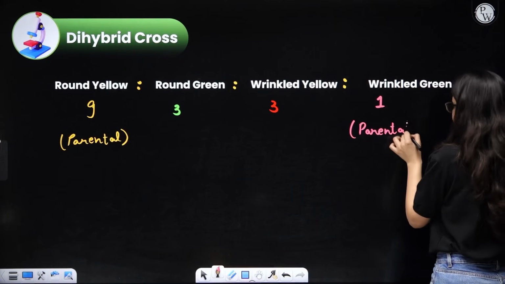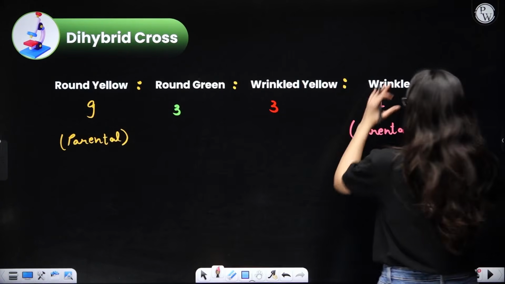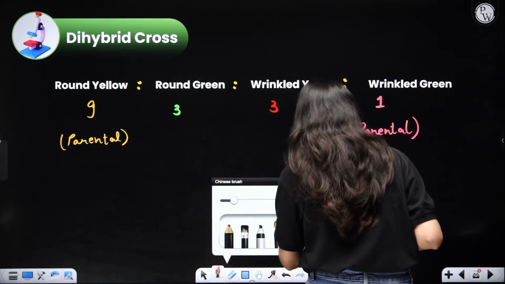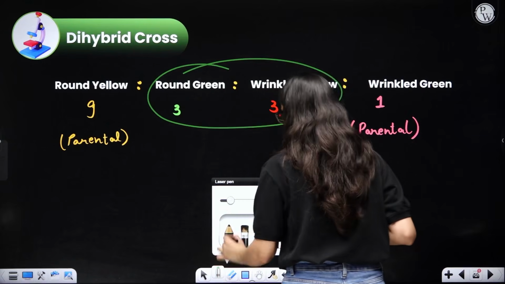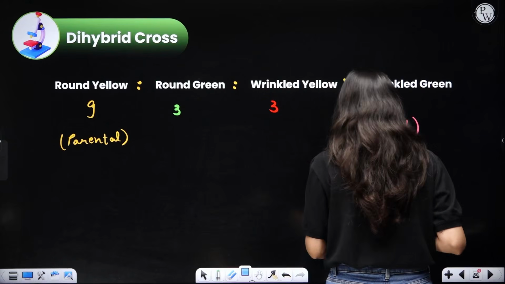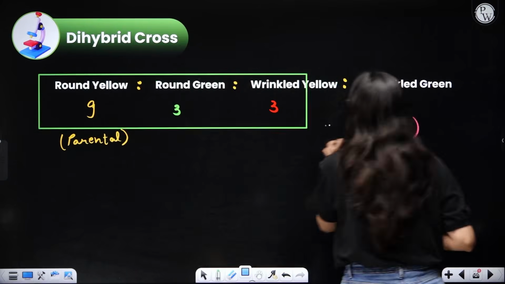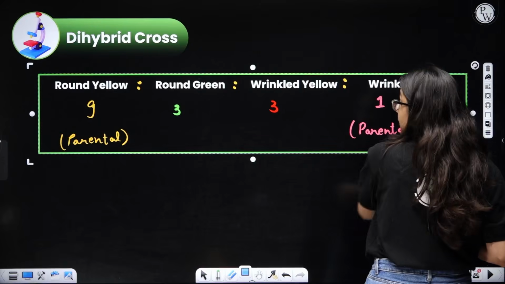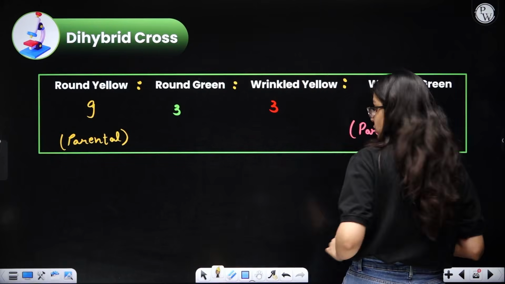So in the F2 generation, you saw that there are round yellow which are parental and wrinkled green which is parental. But over here, these two are absolutely new. They were not seen in the parent. So that is the difference, that in the F2 generation, new combinations of characteristics are also seen. And this is also representing your dihybrid cross phenotypic ratio of the F2 generation.